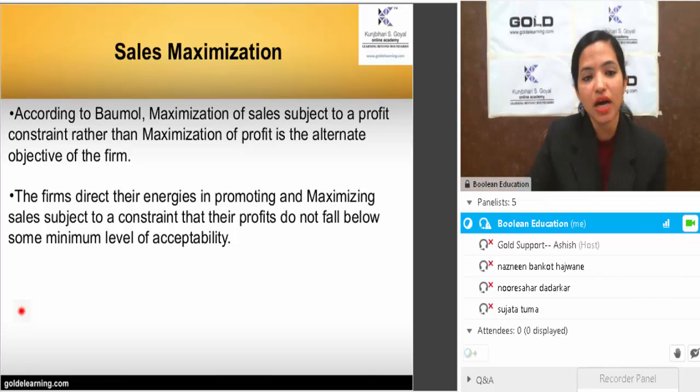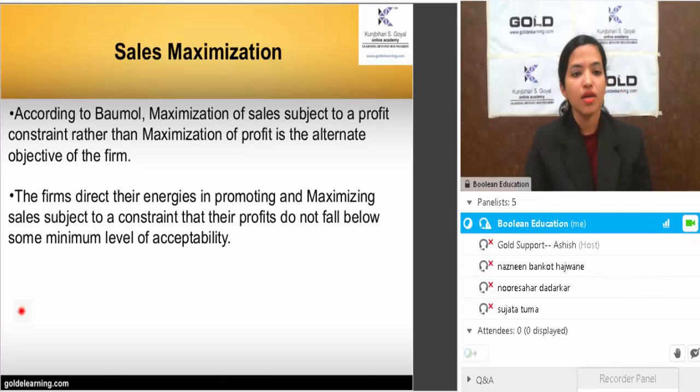Right? Baumol ने क्या कहा? He was a great economist. He said maximization of sale subject to the profit constraint rather than maximization of profit is the alternative objective of the firm. Firms direct their own energy in promoting and maximizing sales subject to the constraint that their profits do not fall below some minimum level of acceptability.